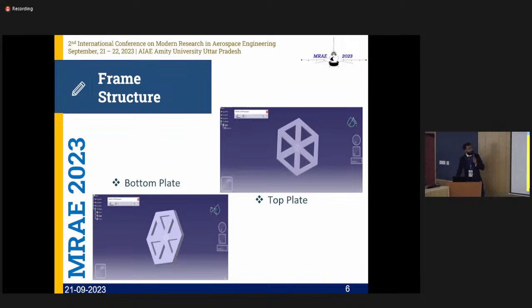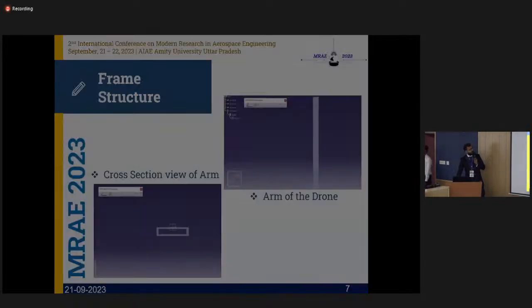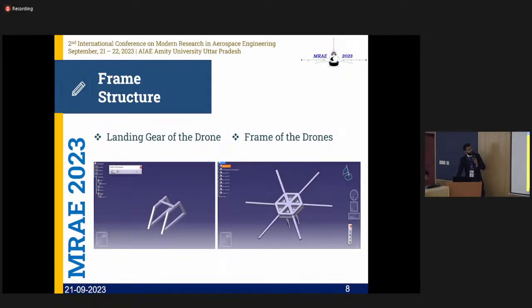So for the same, we designed a top plate as well as a bottom plate. Further, we used a rectangular cross section for the arm of the drone. That is hollow. Also, we developed landing gear along with the frames of the drones. The final parts look something like this.